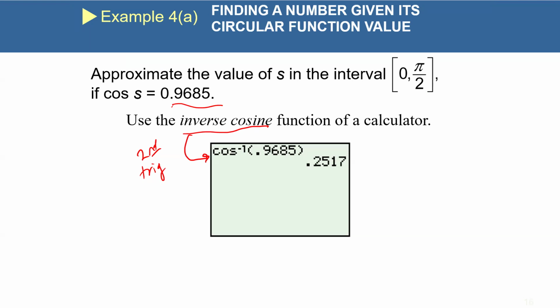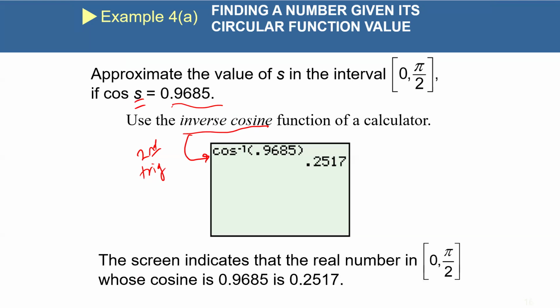Because notice here it just says cosine S. We don't know what it is. So let's approximate the value of S. So when we put it in, we get 0.2517, and 0.2517 does fall between 0 and pi over 2.